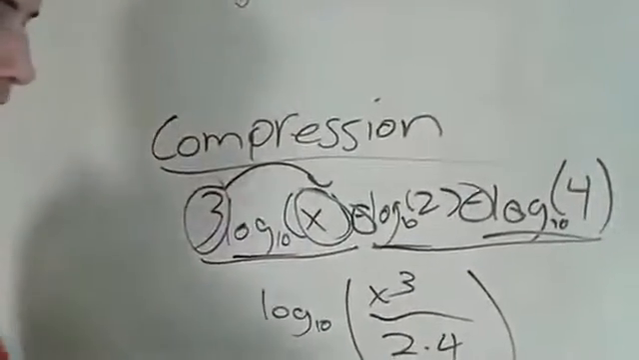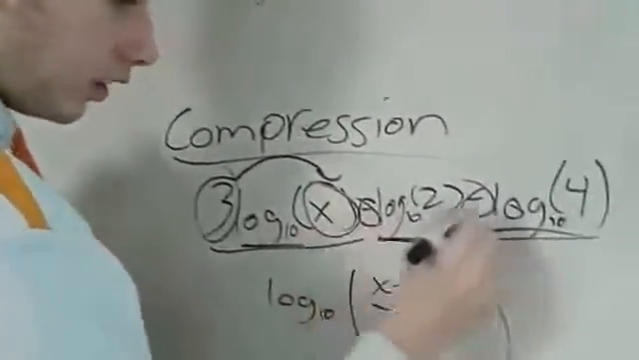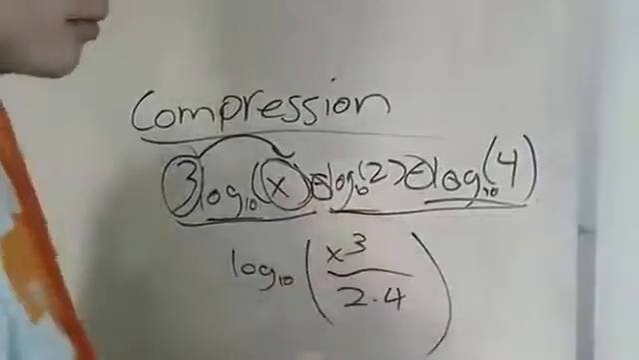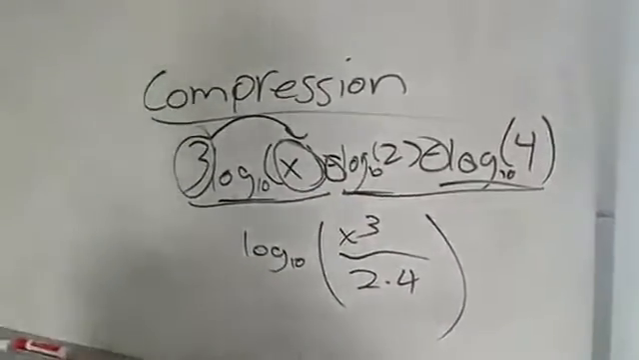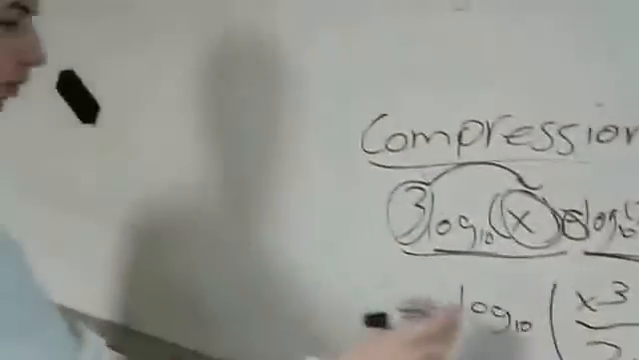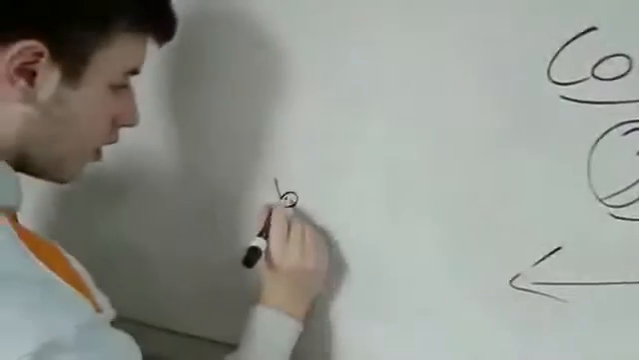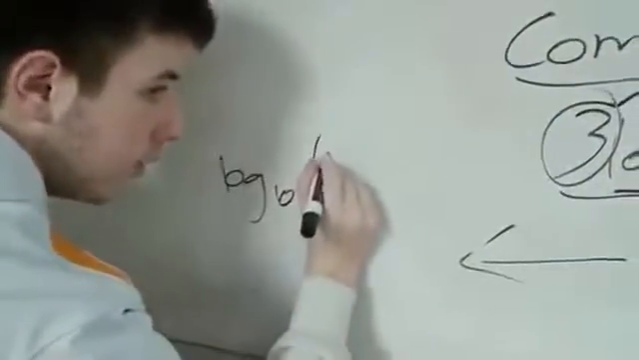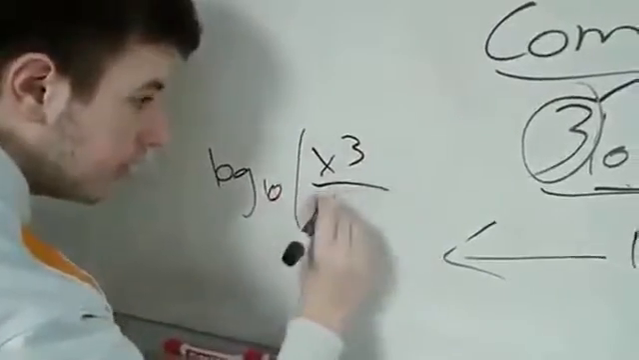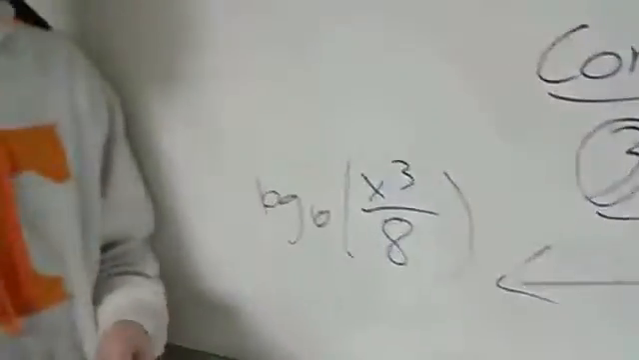Now you'll notice that they're still being multiplied. That's because if we have 2 subtraction signs here, they would both go on the denominator and they would be multiplied like they would do. So we would simplify it over here. Log of 10 with an argument of x cubed over 8. And that is how we expand and compress logarithms.